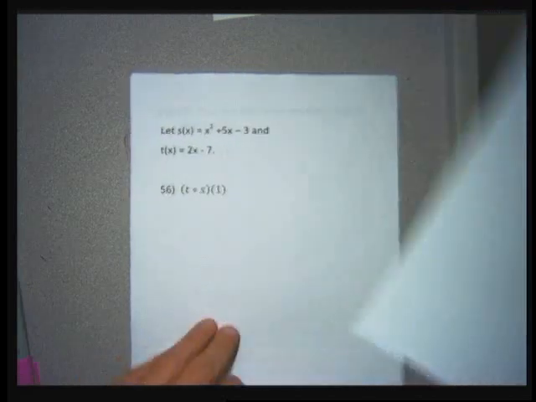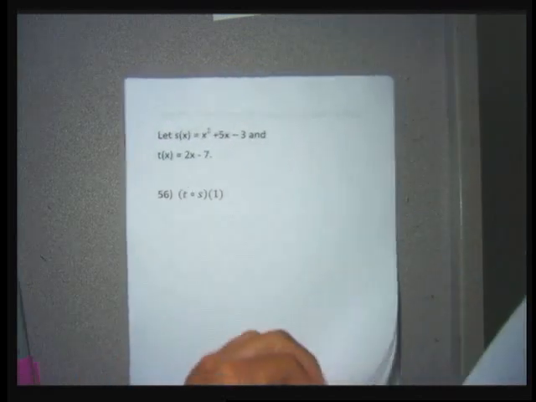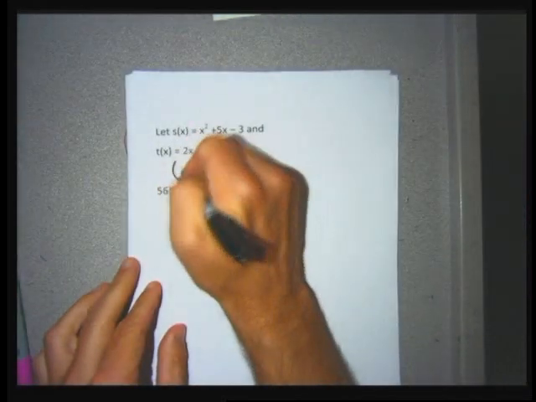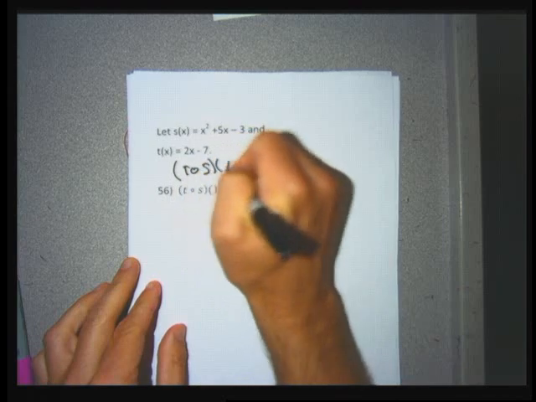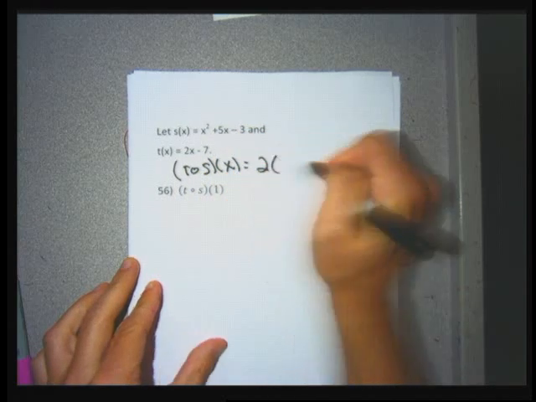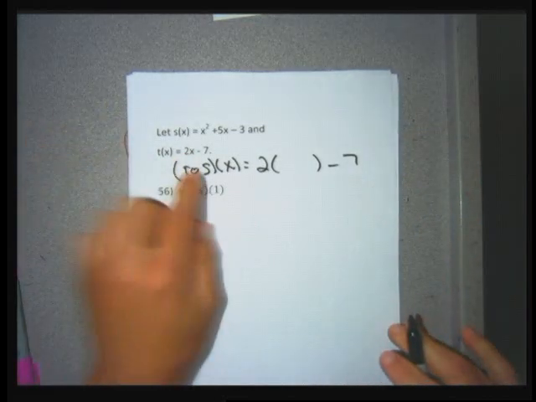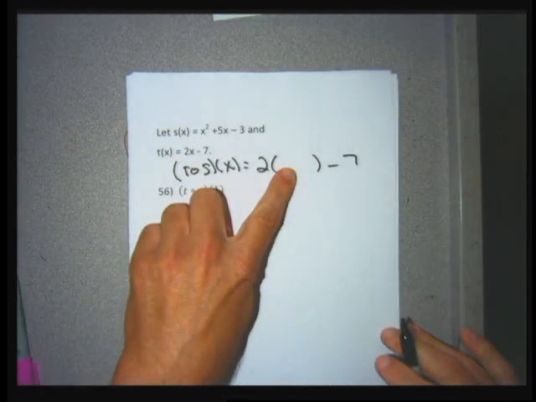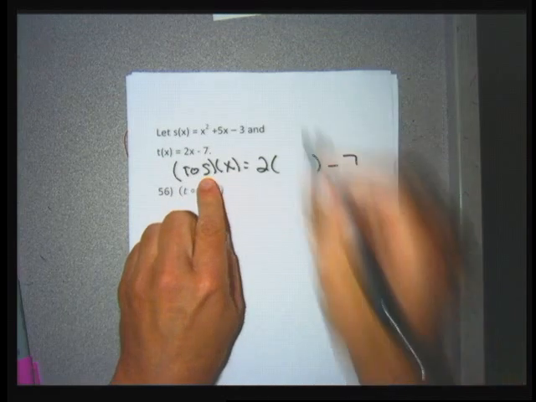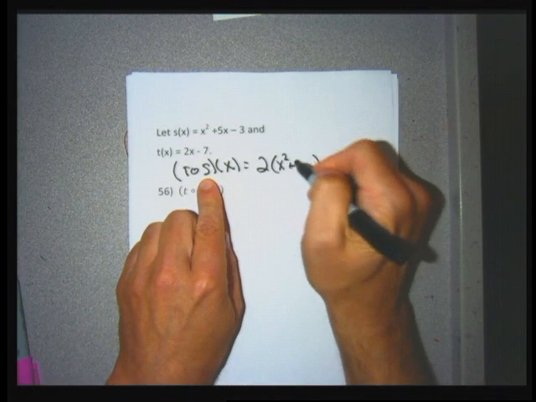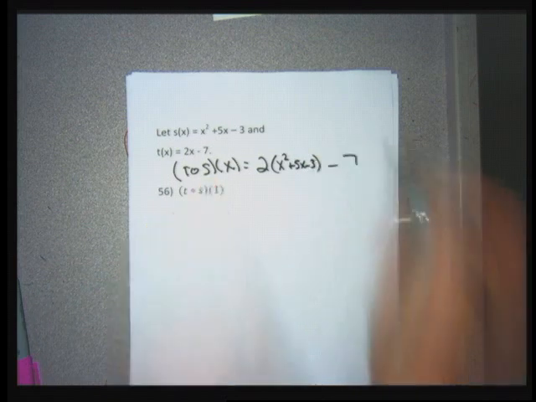Last one in this grouping, it's backwards, t composed with s, which is easier than s composed with t. To do t composed with s, because the t's written first, I start off by writing the right side of the t function without the x. I leave a parentheses where the x was. Inside the parentheses, I put the right side of the s function, which is x squared plus 5x minus 3.